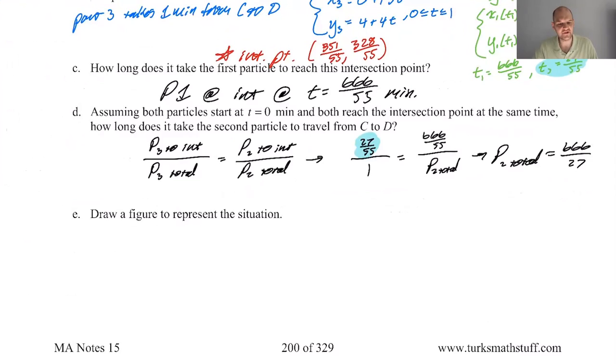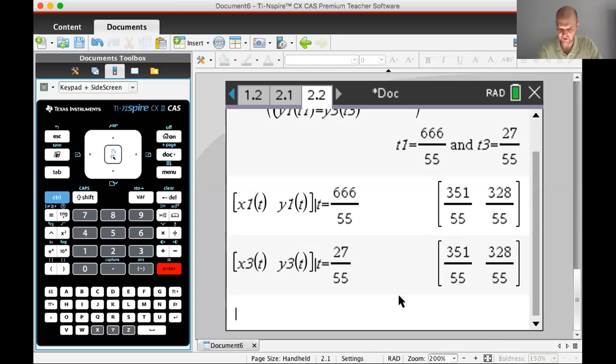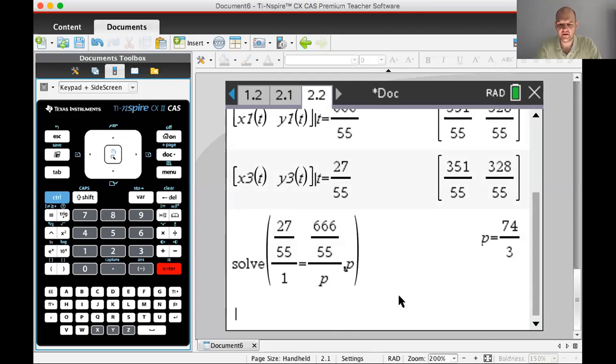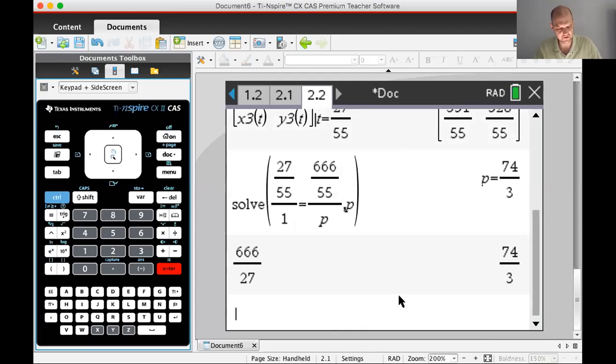Let's go to the calculator and just solve this in two different ways. So I'm going to confirm my answer, maybe. So I solved 27 over 55 over 1 equals 666 over 55 over, I'm just going to say P. And I solve for P. And then is that the same as 666 over 27? It is. Okay, so I'm going to add that to the notes. So P2 takes 74 over 3 minutes.